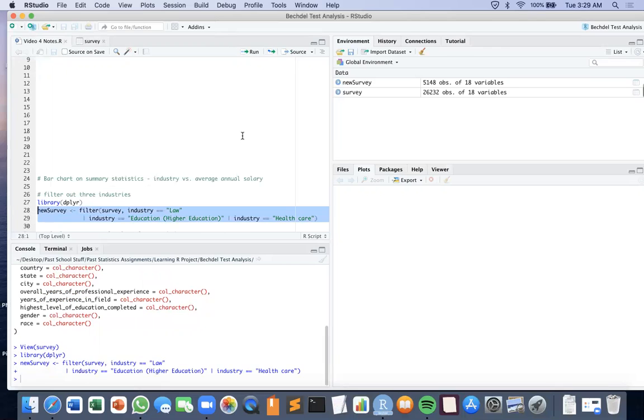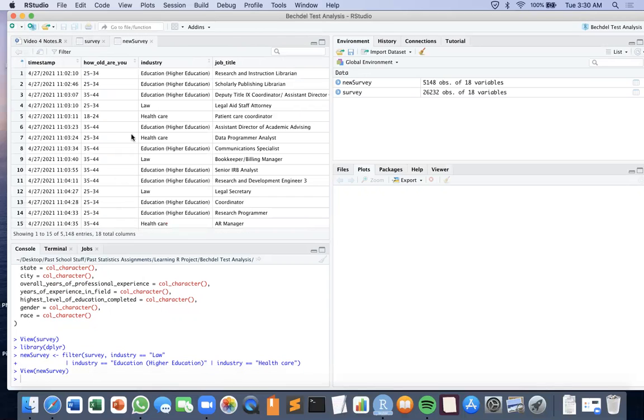And now we just filtered out. We took those 3 industries and made them into their own little table. So now you see it's just those 3.